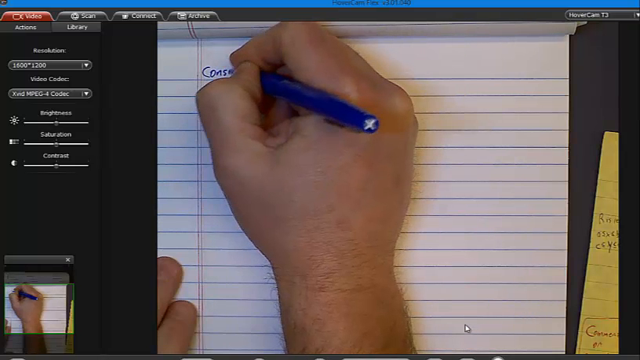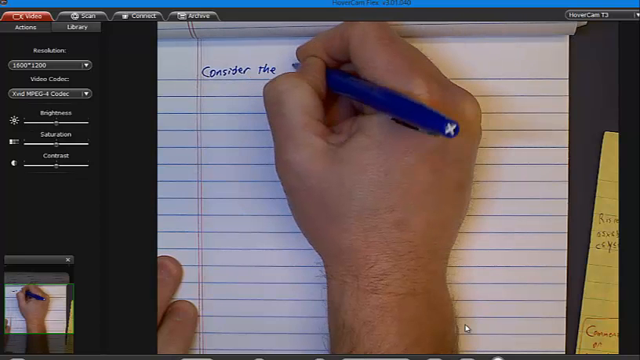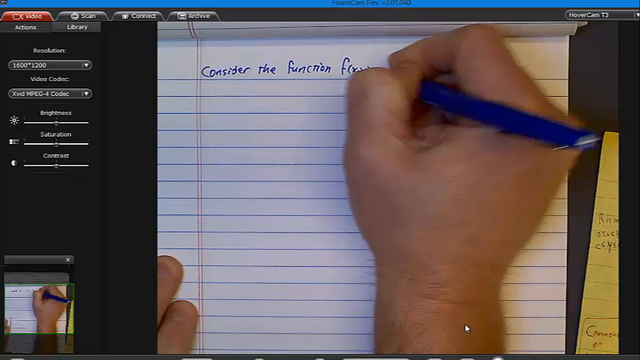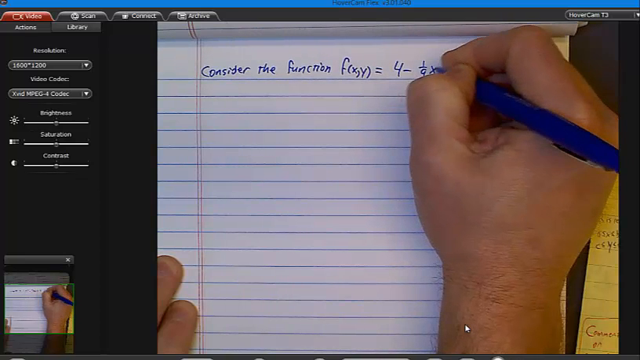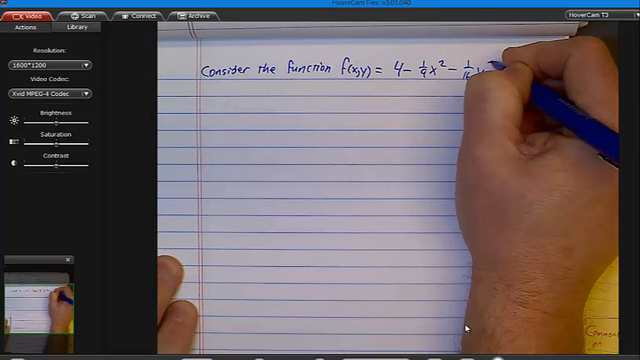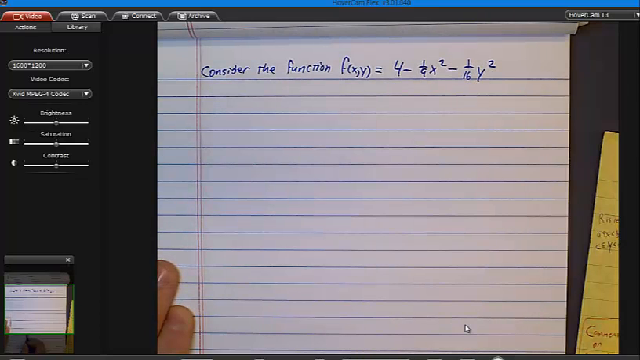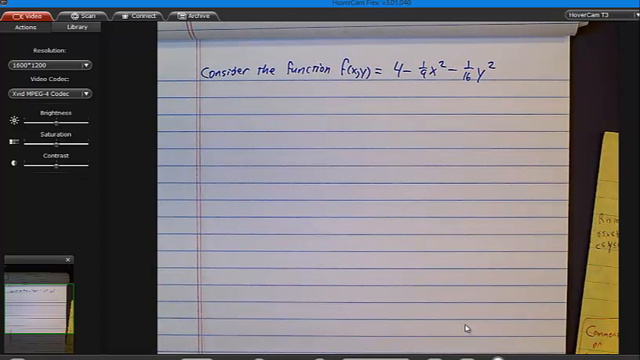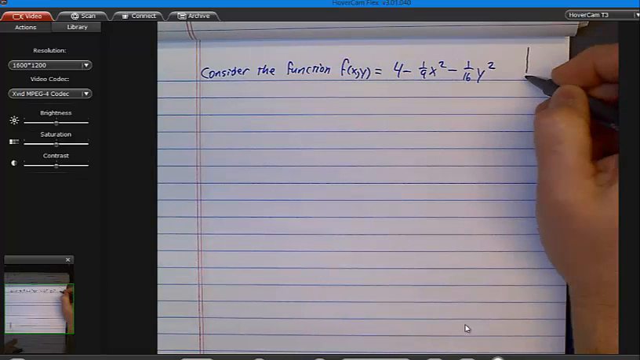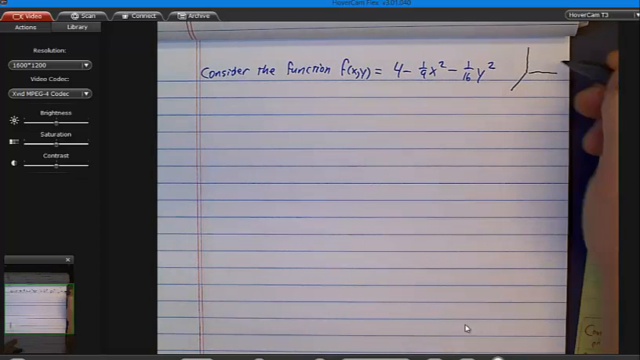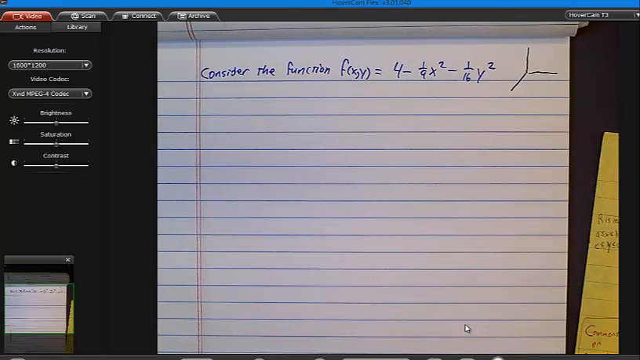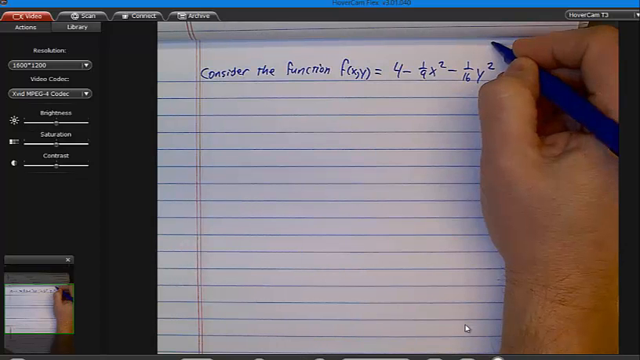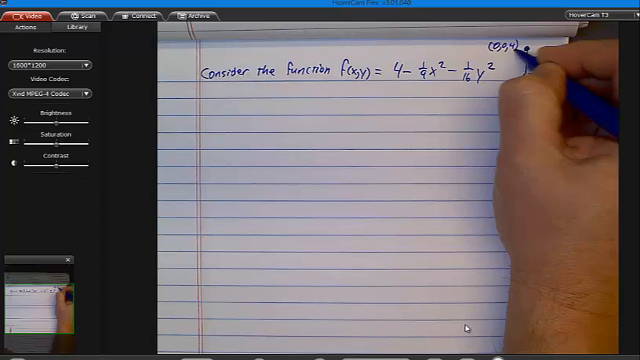Consider the function f of x, y equals 4 minus 1/9 x squared minus 1/16 y squared. By the way, the highest point you could possibly get for this function, you don't need your calculus to know, is going to be 4. The coordinates of the highest point would be (0, 0, 4). I thought this would be a nice example.